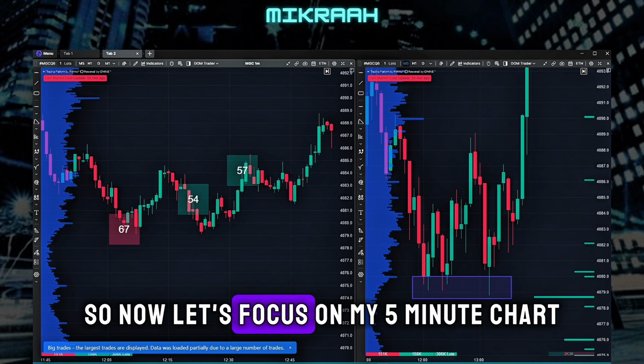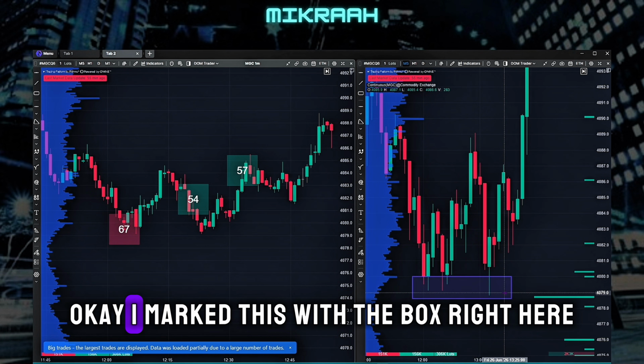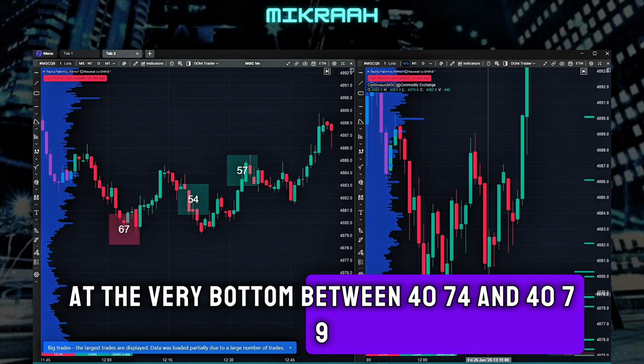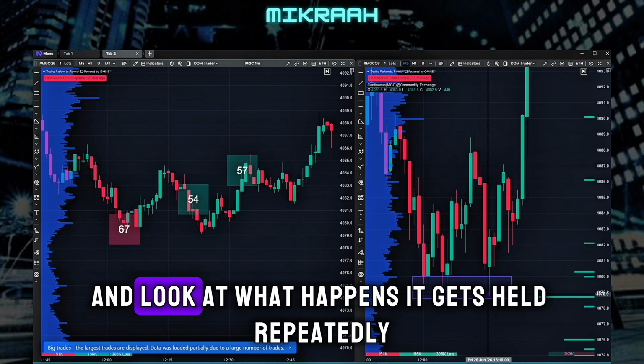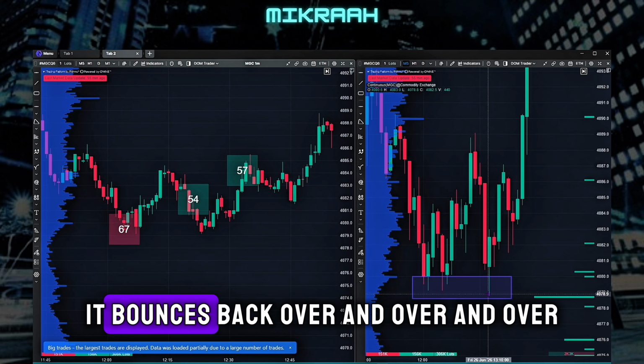So now let's focus on my 5-minute chart. This is where it gets clear. Look at this zone right here. Okay, I marked this with the box right here at the very bottom between 4074 and 4079. Price comes down into the zone, and look at what happens. It gets held repeatedly. Price tested this area and it cannot break through. It bounces back over and over and over.